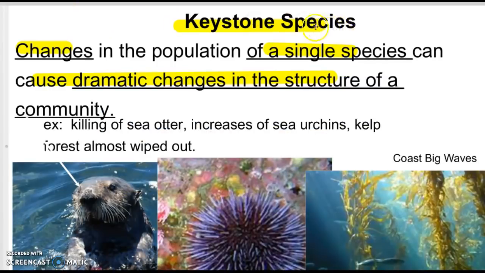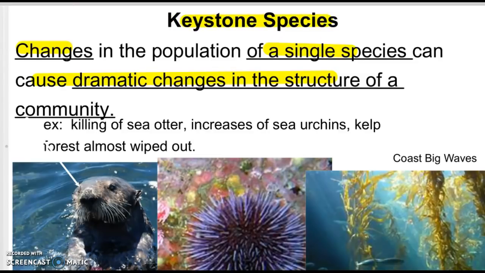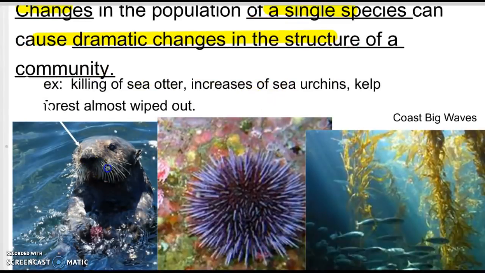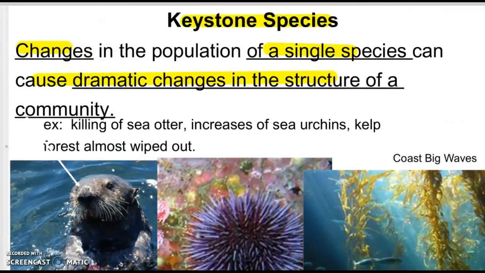All right, so keystone species. Keystone species is a very important concept, and these types of species really impact whole communities. A keystone species is one where a change in the population of a single species can dramatically change the structure of the community. So if something happens to that keystone species, the whole community can be impacted and affected. I'm going to talk about the sea otter, the sea urchin, and the kelp tomorrow in class.